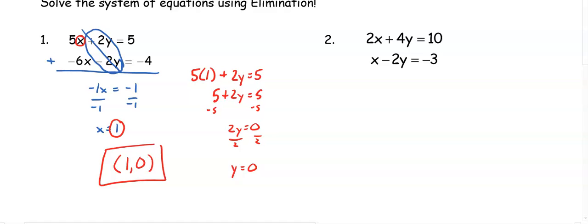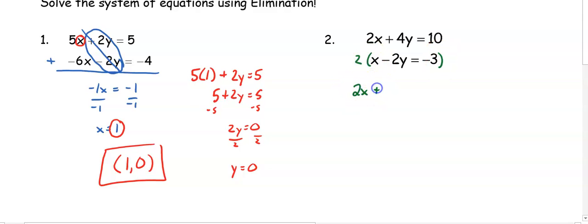Now in number 2, we don't have opposite coefficients. So we need to multiply equations. And we want to have opposites. So the thing that sticks out to me right away is the y's, that I can easily multiply -2 to cancel out with a +4. Because to cancel out with a +4, you need a -4. So I'm going to multiply everything in this equation by 2.